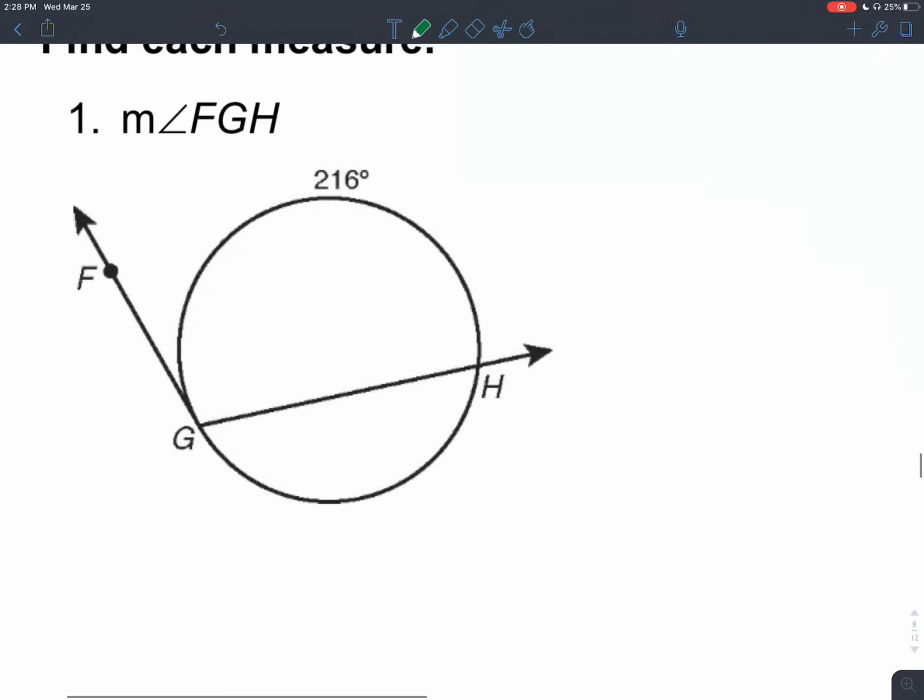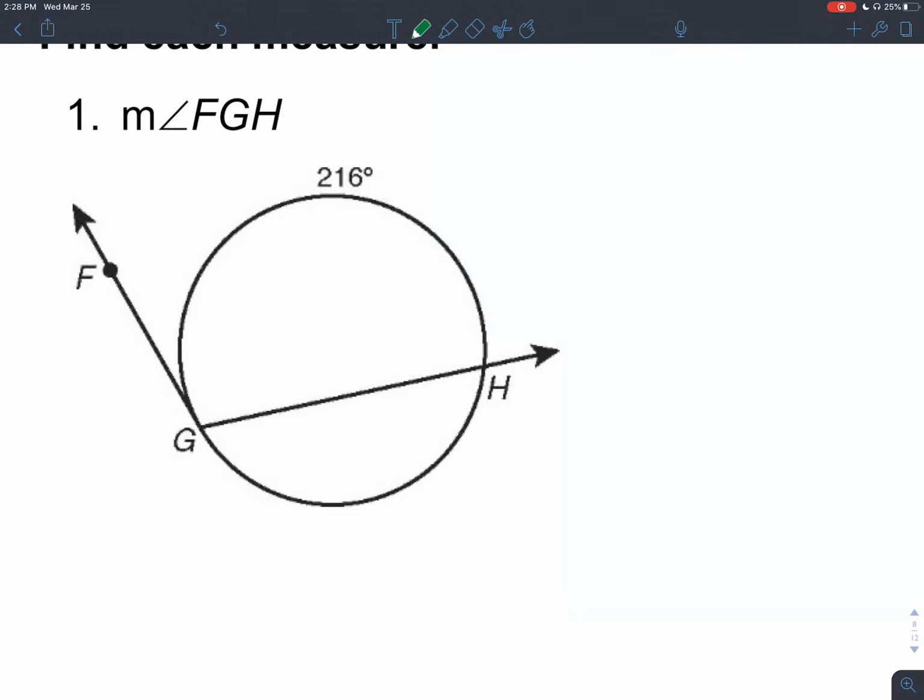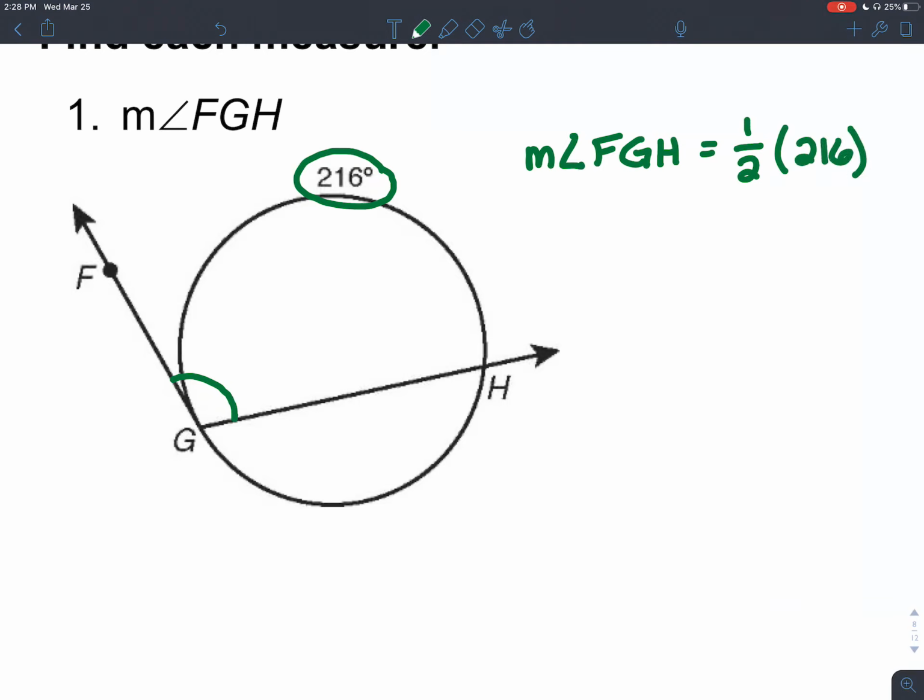So, number one, we are trying to find the measure of FGH, which is this guy right here. Since we have a tangent and a secant forming that angle, we can look at the arc up here. The angle that's formed is going to be exactly half of the measure of that arc. So the measure of angle FGH is going to be equal to half of 216, which is 108 degrees.